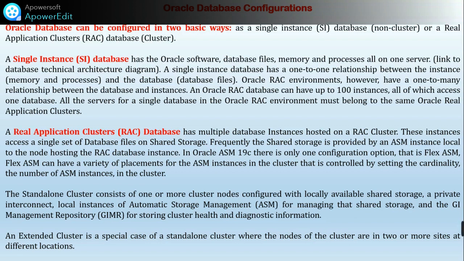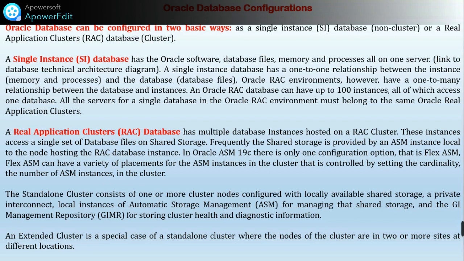A single instance database has a one-to-one relationship between the instance memory and processes and the database data files. Oracle RAC environments, however, have a one-to-many relationship between the database and the instances. An Oracle RAC database can have up to 1000 instances, all of which access one database. All the servers for a single database in the Oracle RAC environment must belong to the same Oracle Real Application Clusters. A RAC database has multiple database instances hosted on a RAC cluster.